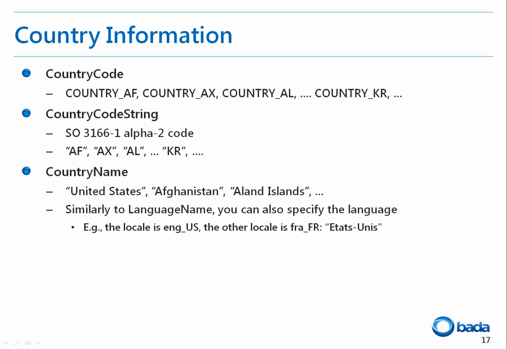The country information is similar. The country code is an enumerated value. The country code string follows the ISO 3166-1 Alpha 2 code. The country name string contains the name of the country. As with the language name, you can retrieve a country name for a specified locale.